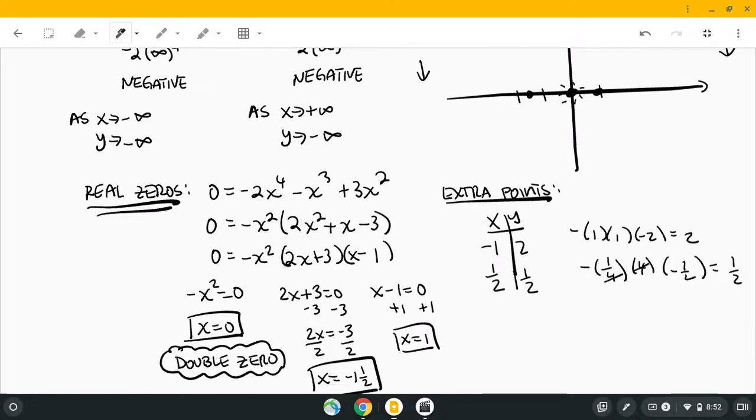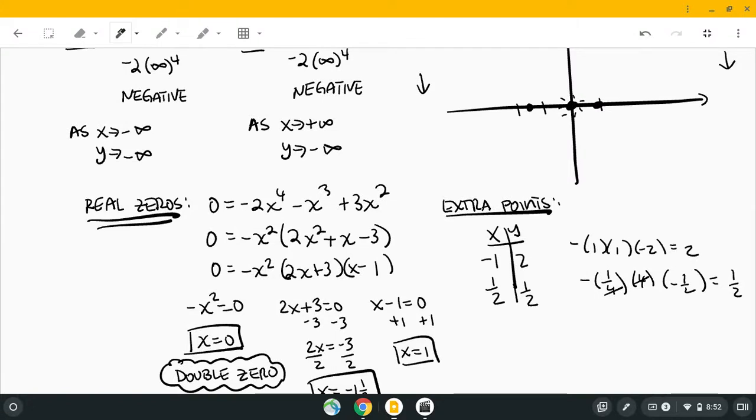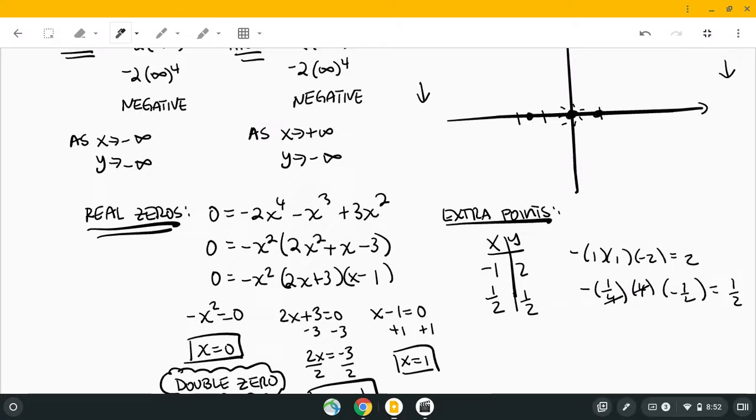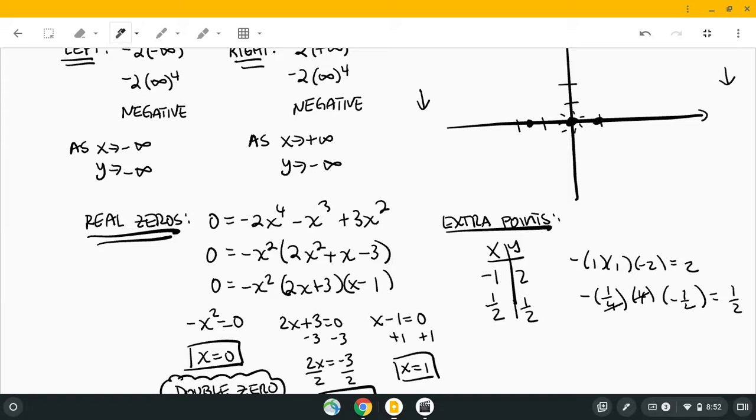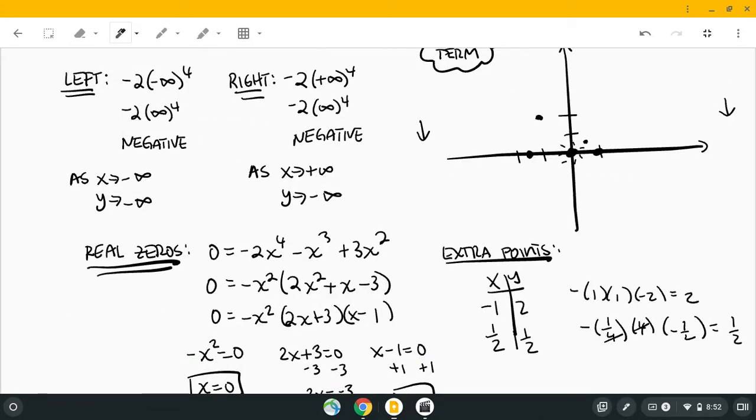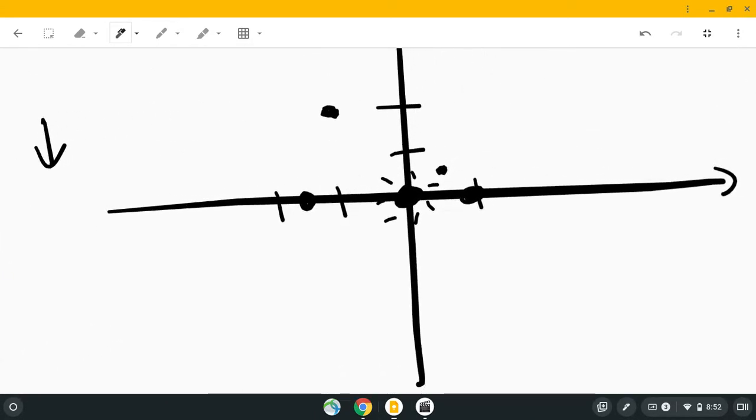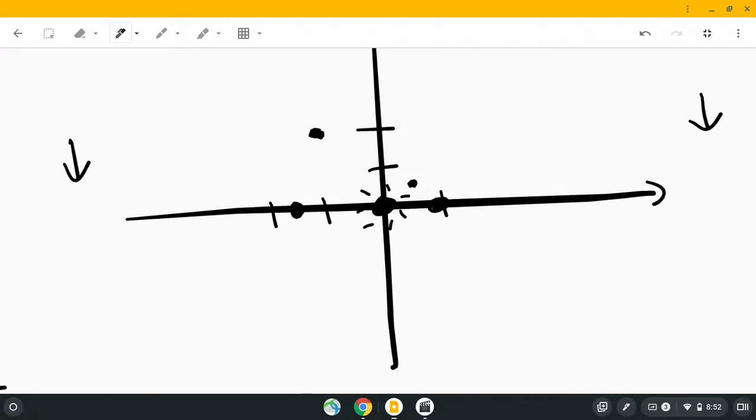All right, so we have a point at negative 1, positive 2, and 1/2, 1/2. Okay. All right, and so this is what's going to happen here. Let me zoom in. All right, so we know that the graph has to end going downward.